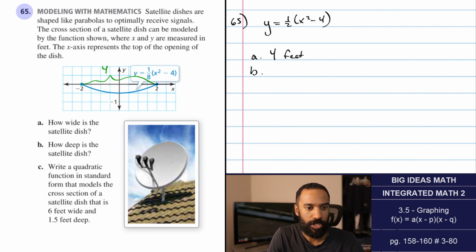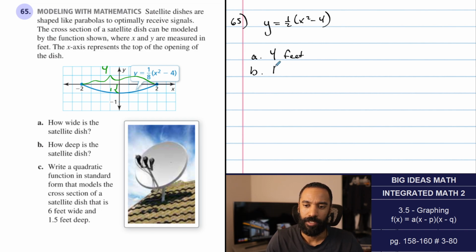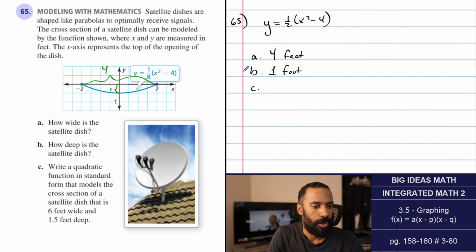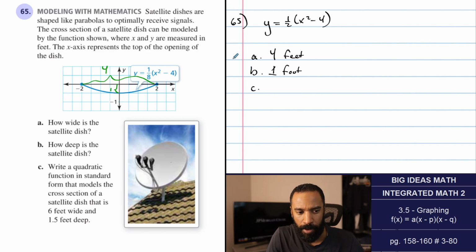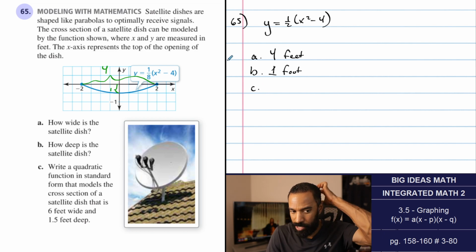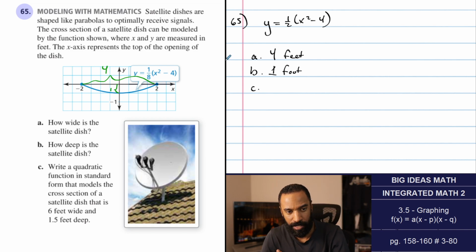Part B, how deep is the satellite dish? Once again, I think they just want you to understand the picture. They're not asking you to really do things in that. That distance is 1 foot. So the distance there is 1 foot. Part C, write a quadratic equation in standard form that models the cross-section of the satellite dish that is 6 feet wide and 1.5 feet deep.